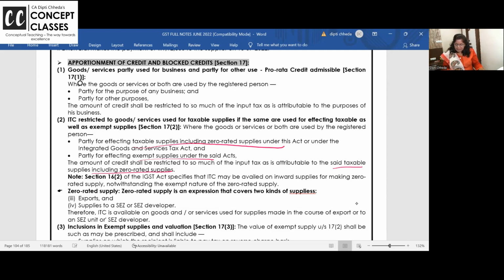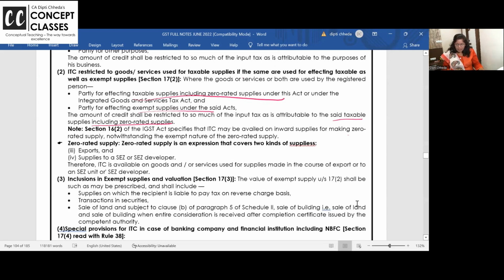GST specifies ITC may be availed on inward supplies for making zero rated supply notwithstanding exempted nature. Then how will it be set off? What is zero rated supply? Again they have defined it here: export and all supplies to SEZ. Okay?